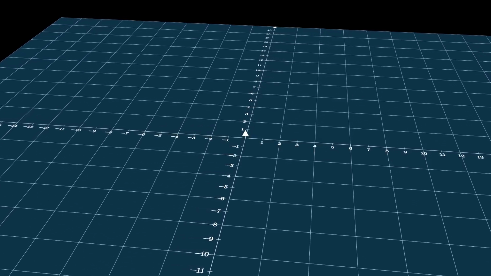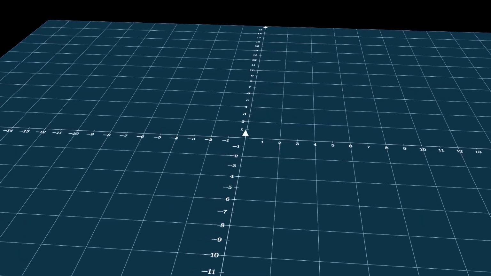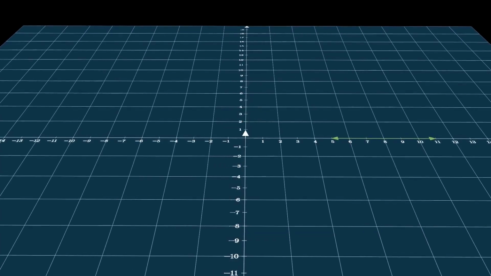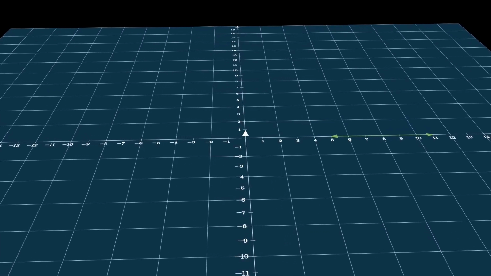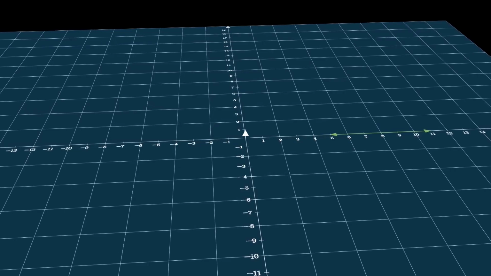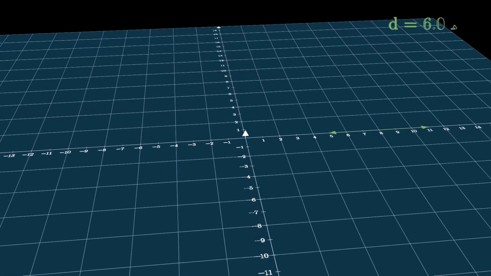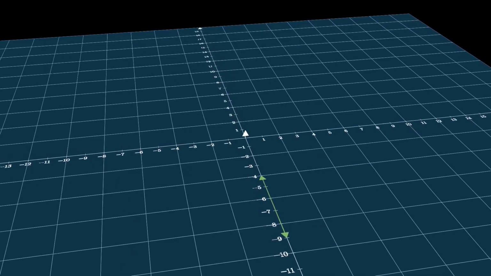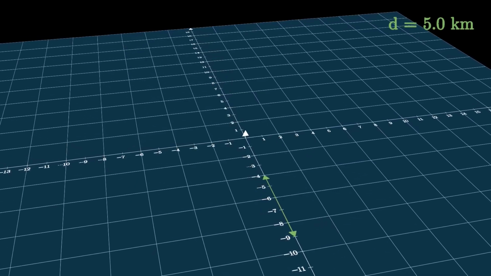What we see here is quite trivial. The distance between 2 points within our manifold can easily be calculated using the coordinates. So the distance between two observers located at r equals 5 kilometers and r equals 11 kilometers is, well, simply 6 kilometers. And similarly for distances anywhere else in our manifold.